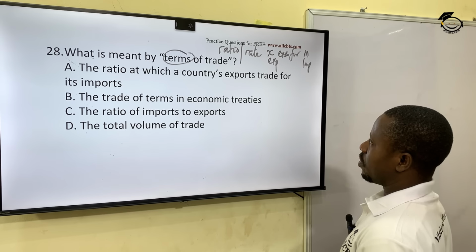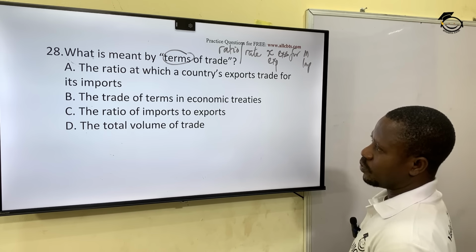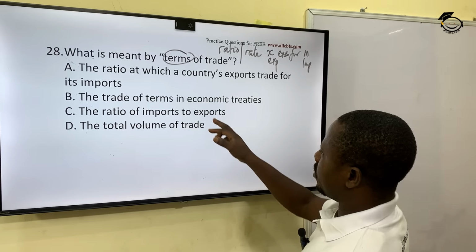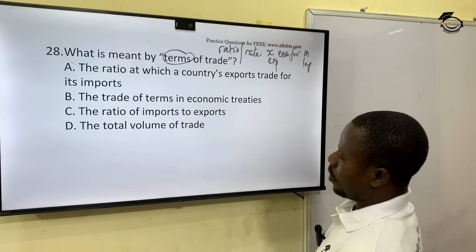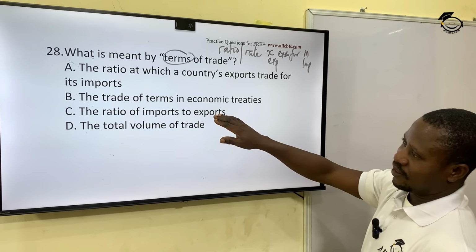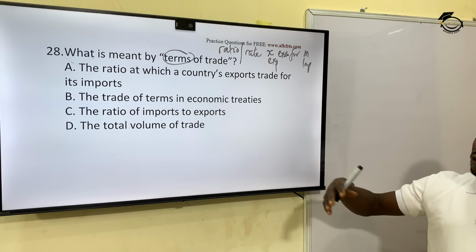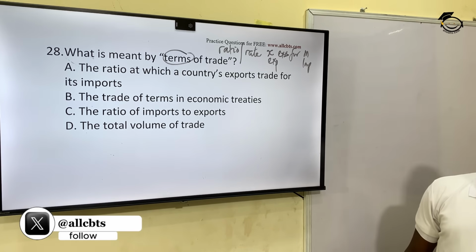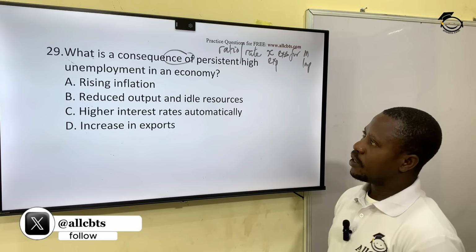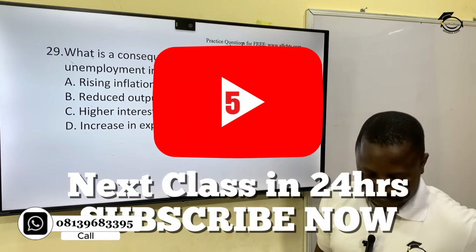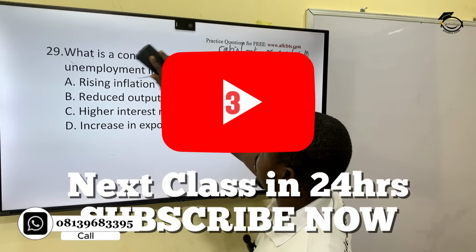B, trade of times in the economy, no. Ratio of import to export, no. D, total, I don't know why this seems to be a subset. C is a subset of A. So A is the most correct answer because it's more comprehensive and more explanatory. A is correct.